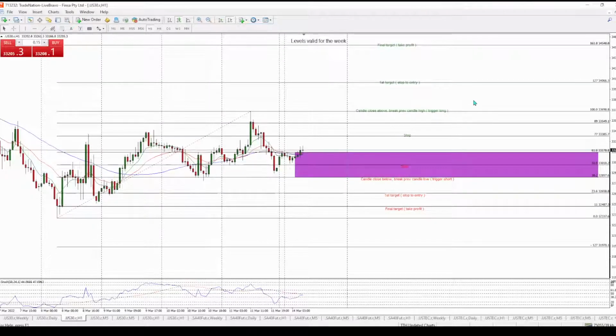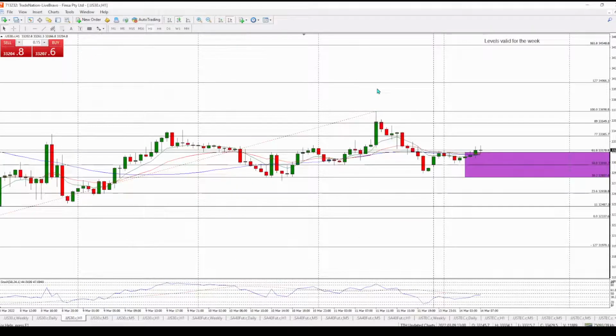Candle close, break previous candle high. We aim for the 127, final target 161, with the stop being at the 77. If price comes down, candle close below the 38.2, break previous candle low. We aim for first target 23 and final target 11 for the take profit.